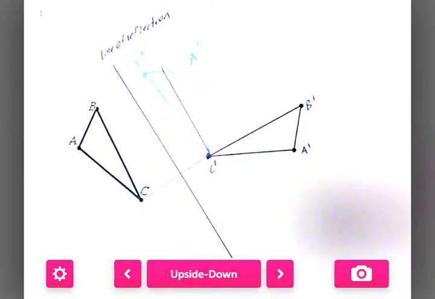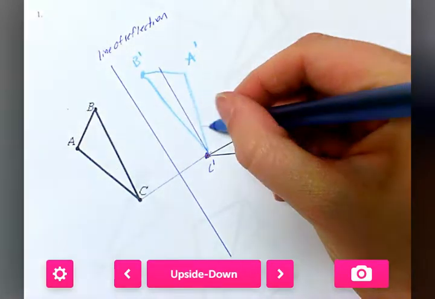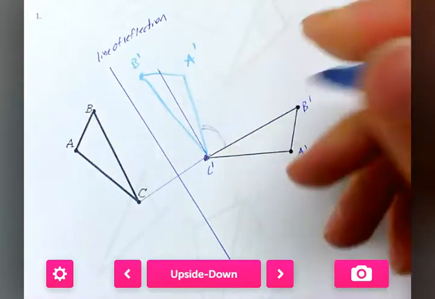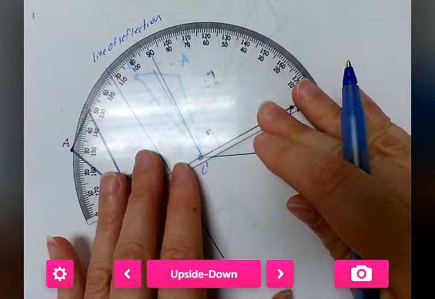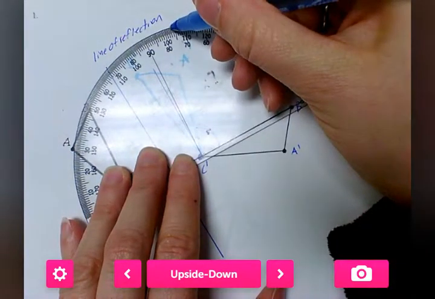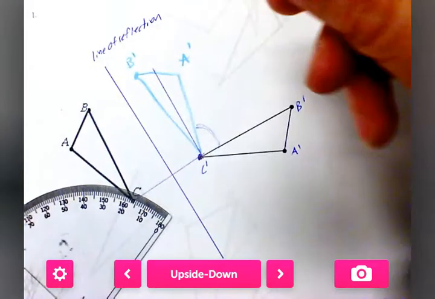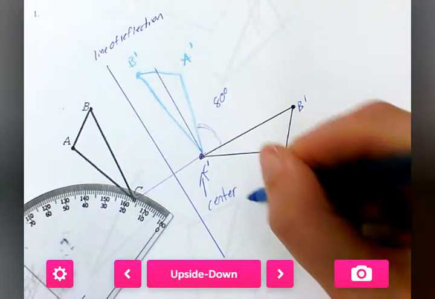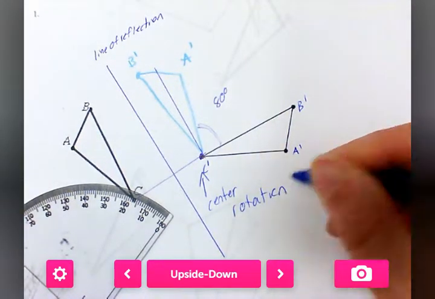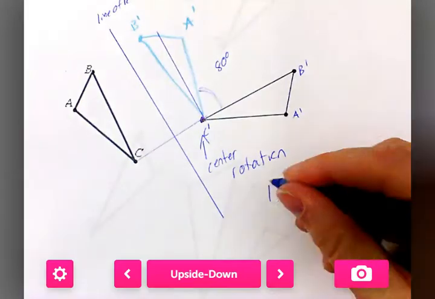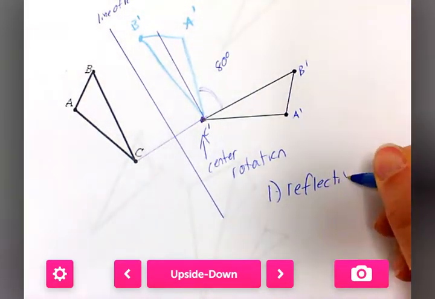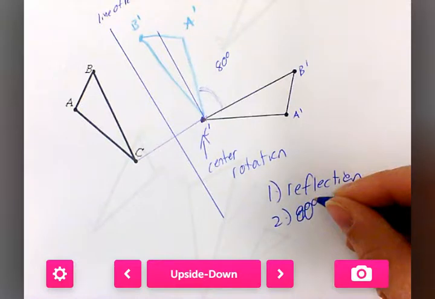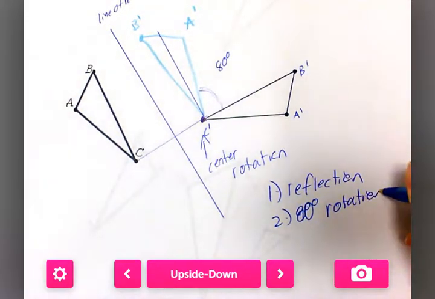Now, I'm literally going to measure this angle right here to figure out how much it rotated. Do you guys see this part right here, between these two lines? So I line this up. I see it's going through here at, I would say, 80 degrees. And that's my center of rotation right there. So I can just say each thing I did: first, reflection; second, 80 degree rotation. Questions?